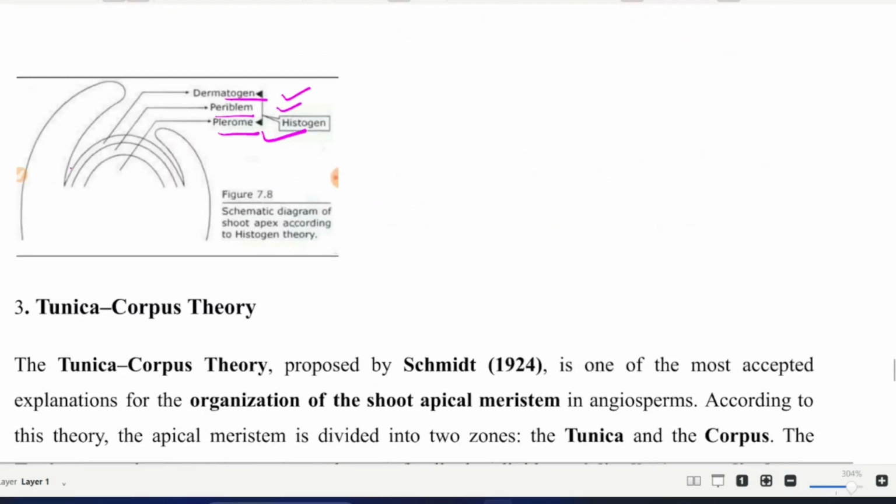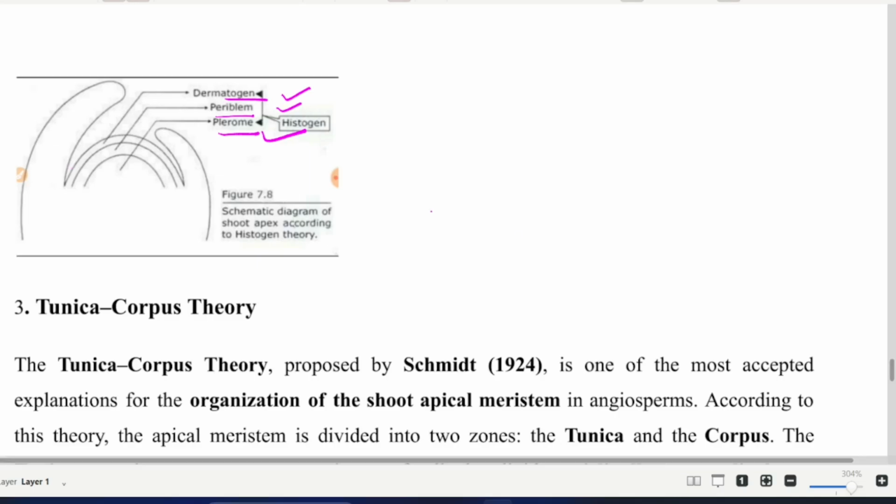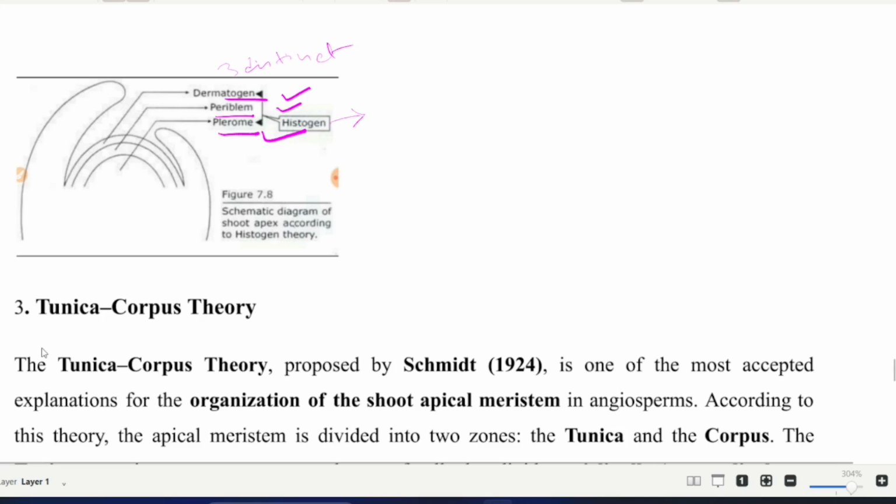Let's look at the schematic diagram of the shoot apex according to the Histogen theory. In the higher plants, the histogens have been divided into 3 distinct layers, that is dermatogen, periblem, and plerome, where each of them gives rise to a specialized tissue system as mentioned above.